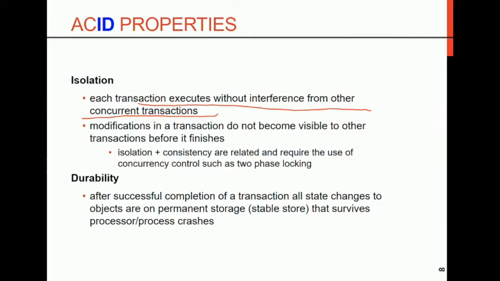Modifications in a transaction should not become visible to other transactions before it finishes. So whenever there's concurrent access to a system, it's not real concurrency. We need to be able to manage those accesses so that they're actually sequential, not concurrent. So you only allow concurrent access if there's no modification happening, like if there's only a read. But if several transactions are trying to change or write to the data within the system, then we need to isolate those and run them independently from each other. So basically, you can't have consistency without isolation, and it requires the use of concurrency controls such as two-phase locking. We'll look at what two-phase locking means in a little bit.